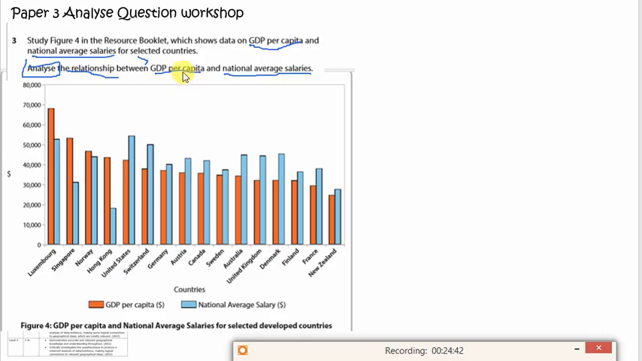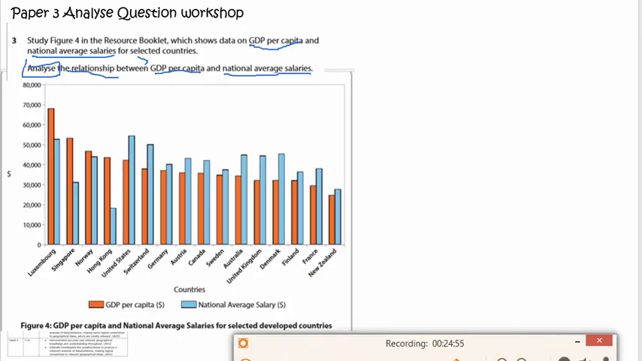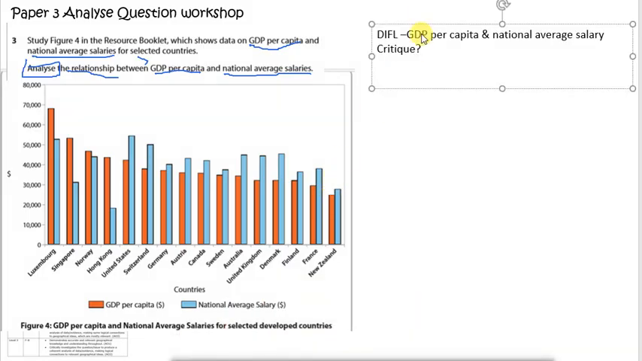Define the key term of GDP per capita. Define what national average salary is, possibly. Could there be any problems with these indicators? Straight away, you've got a bit of critiquing. Right, so I've defined the key terms, and I might even think, ooh, I know that there's maybe kind of flaws or limitations to these indicators. Get it in, all AO1 marks, which is good.